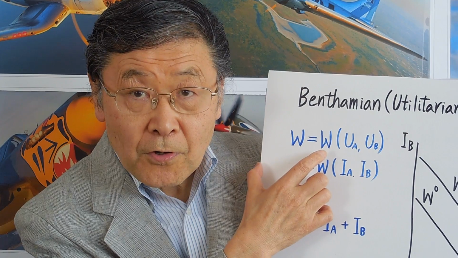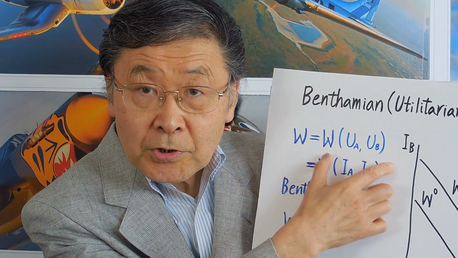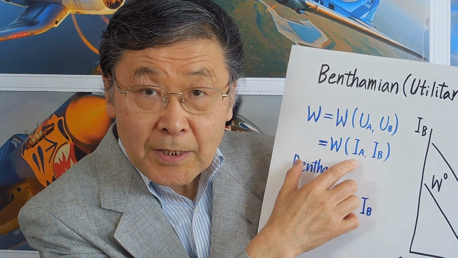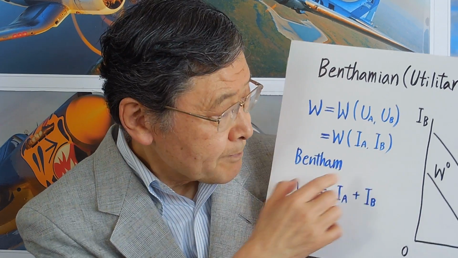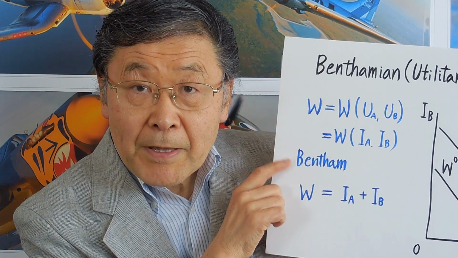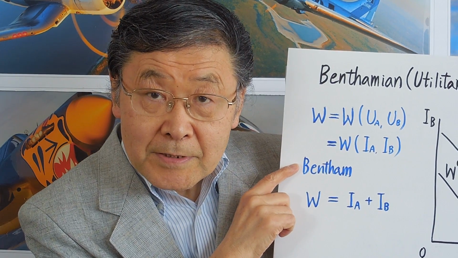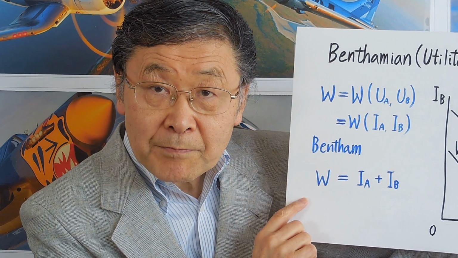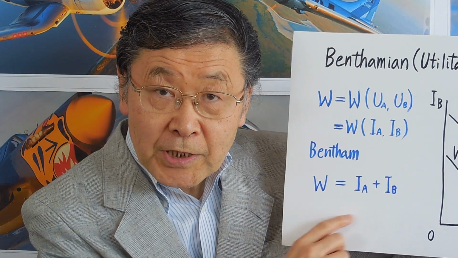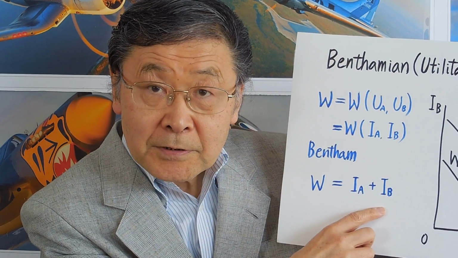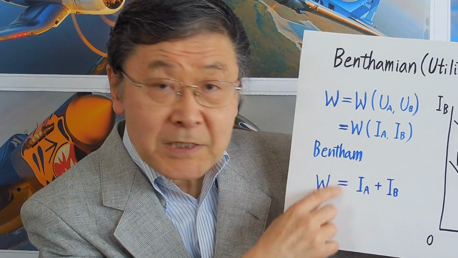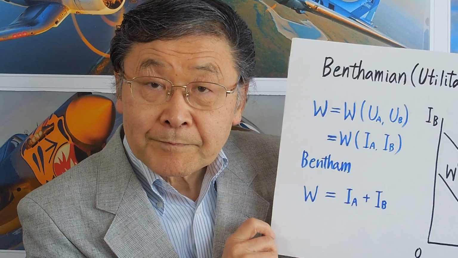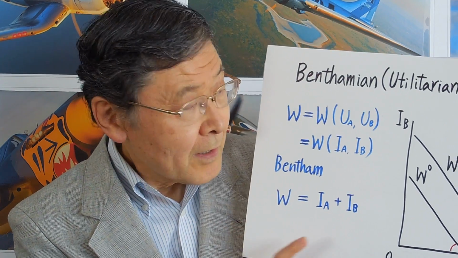Here is the social welfare function depending on utility level, and for simplicity, that depends on two income levels. Now, Benthamian analysis assumes that this takes a very simple form, that's simply the addition of the two income levels. So to maximize social welfare means to maximize the total income. Very simple formula.